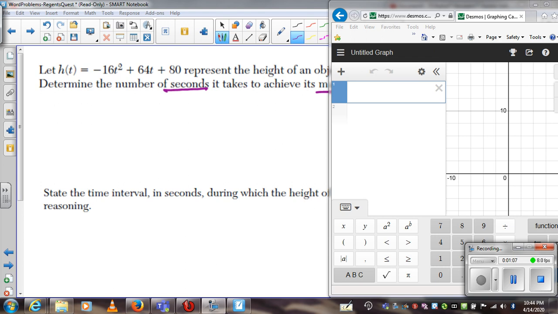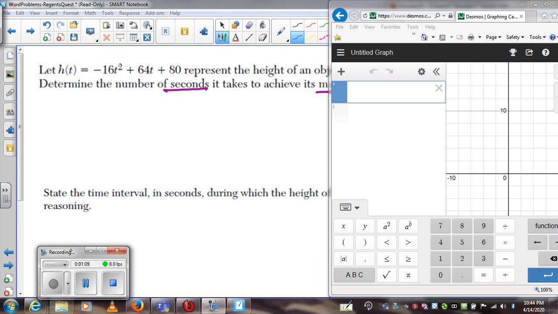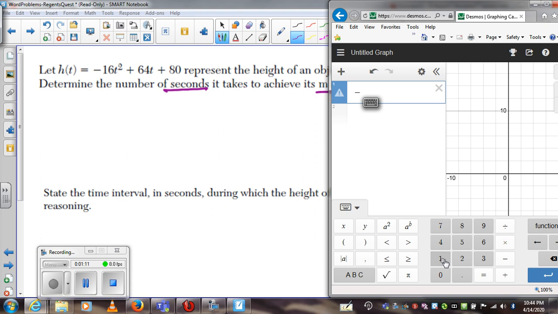So what I'm actually going to do is type this in. So negative 16. Your t would be your x. Time is typically your x value. So I'm going to type in x squared plus 64x plus 80.